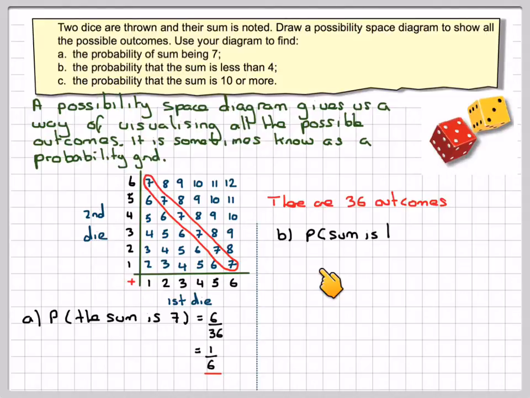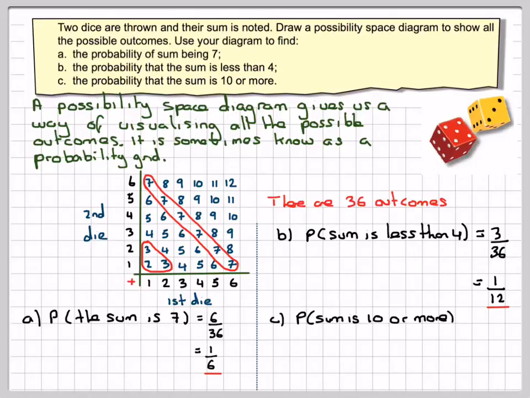B, probability the sum is less than 4. Less than 4 does not include 4, so it's going to be these ones here. We'll put a ring around them, and therefore we get 3 different ways out of 36, which gives me 1 out of 12.